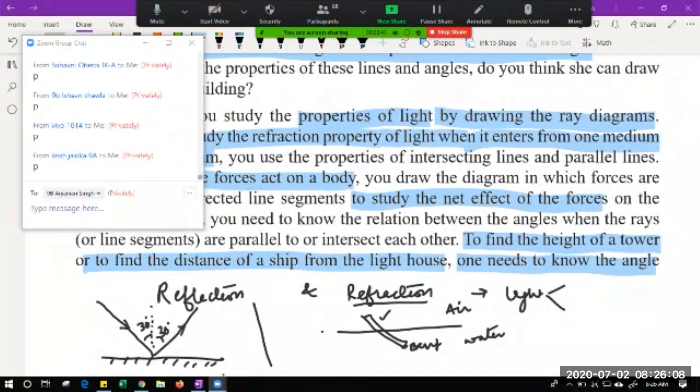Now, let's see. Who is this Vivo 1814? Beta, don't come with these names, okay? Please come with your proper name. I've told you when you join, you have that option of changing the name.